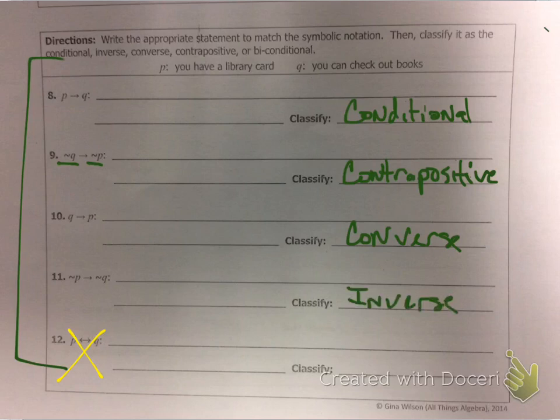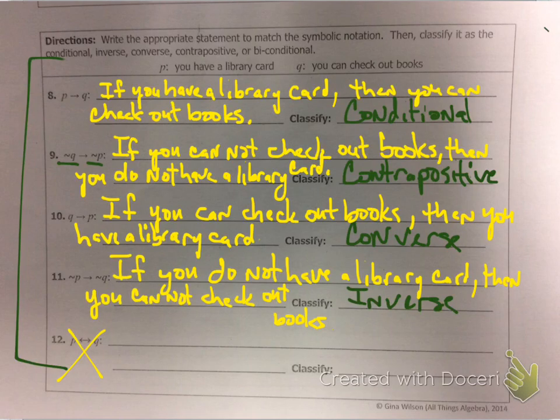Okay, so go with the idea that I could ask you for something like this where you need to switch them around, or write them and tell me to classify them also. If you're not sure, then ask. Okay, so here are the answers for that.